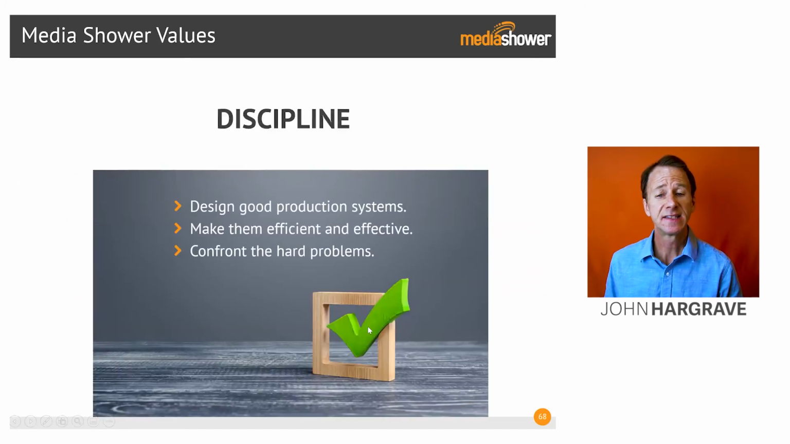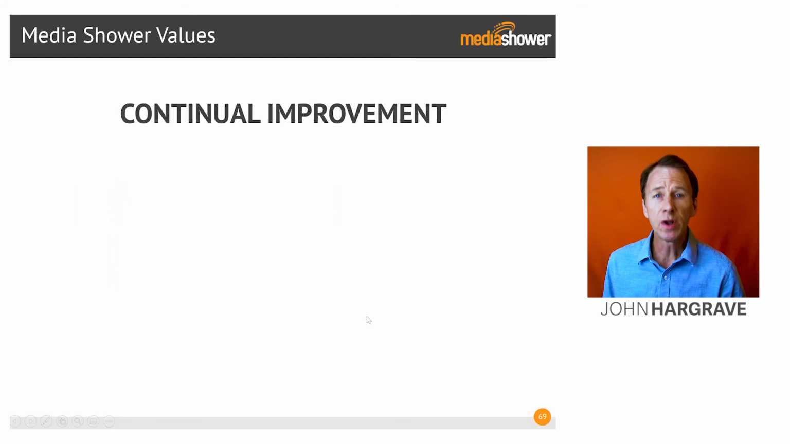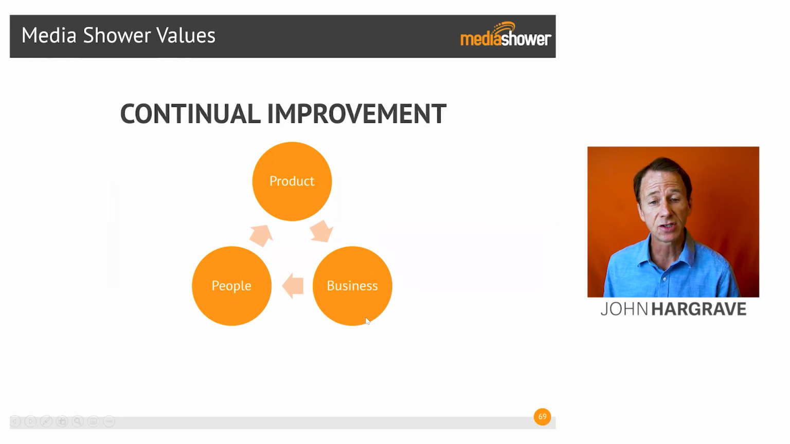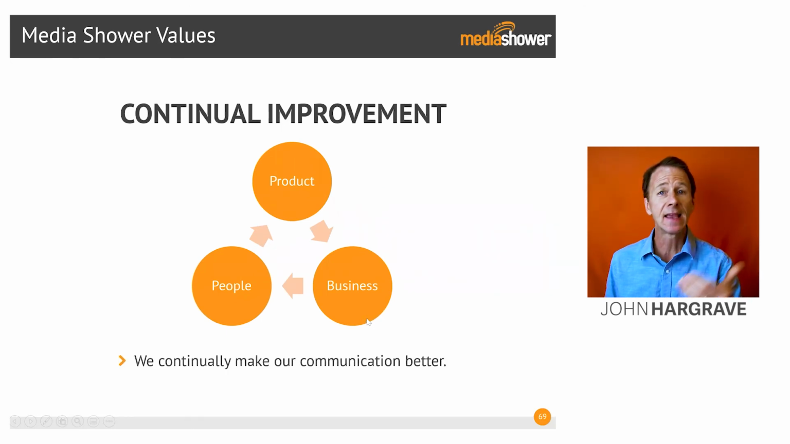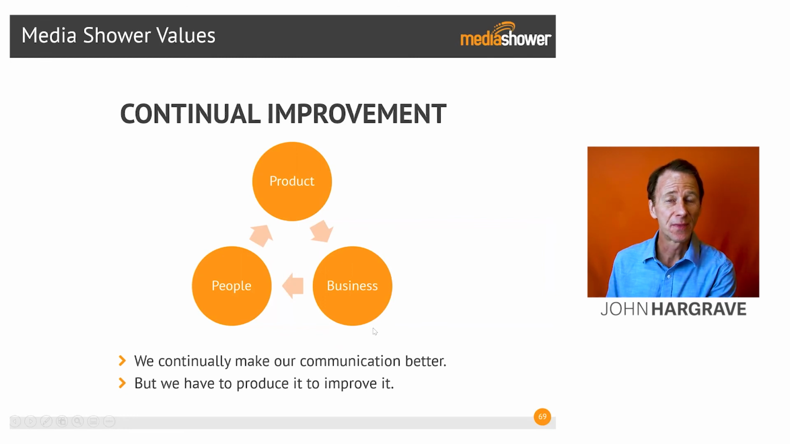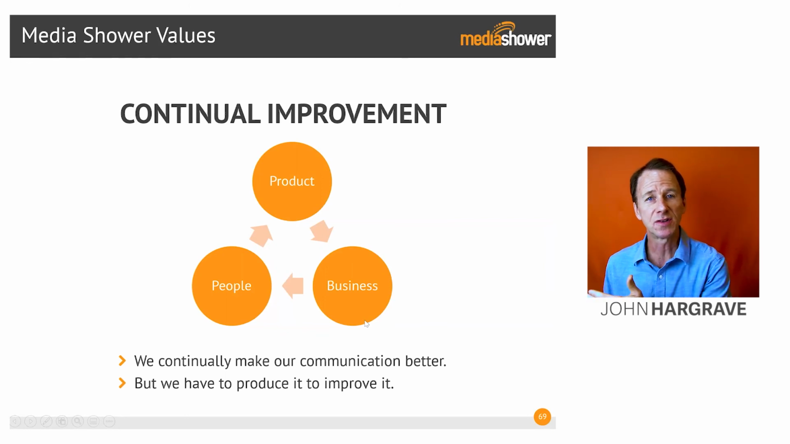Discipline, we talked about this as self-mastery. And this is very much about designing good production systems and mastering these systems to make them efficient and effective. And confronting the hard problems. These are hard problems. They're organizational problems that we're talking about here. But in so doing, we are continually improving both our clients' businesses and our business at Media Shower, because what we're doing is making their communication better. We're making their processes better, but we have to produce it in order to improve it.